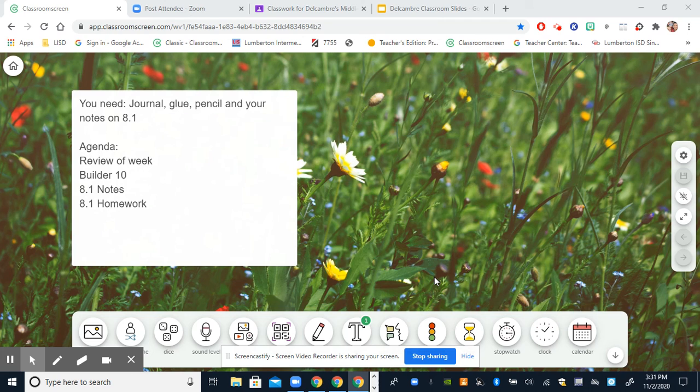So you'll need your journal, glue, pencil, and your notes on 8.1. We're going to go over our week in review. We're going to go over a couple of questions on Builder 10, and then we're going to get into our 8.1 notes. It's 2 pages, guys. And then we'll do our 8.1 homework. I did make some modifications on the homework, so you need to pay attention.